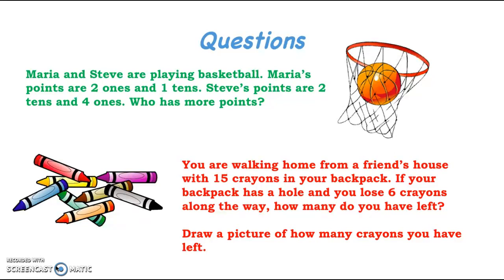So the first question is the following. Maria and Steve are playing basketball. Maria's points are 2 ones and 1 tens. Steve's points are 2 tens and 4 ones. Who has more points? The first question is definitely understanding place value. Whoever the person is, whether a student or an adult, has to understand how ones and tens are 2 different place values, and understand how to create numbers based on the place values and compare those numbers.